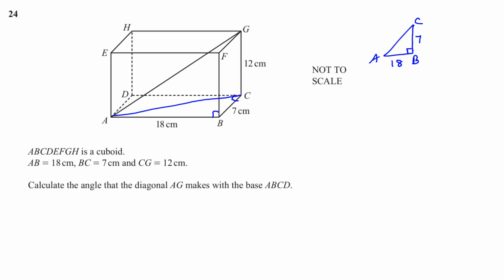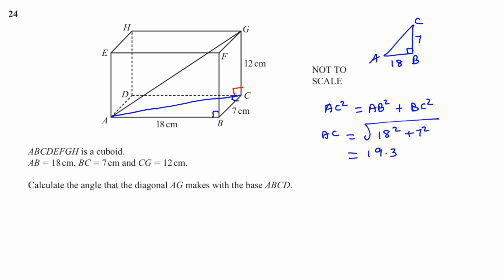To find AC, you will do AC squared is equal to AB squared plus BC squared. Therefore, AC is equal to the square root of 18 squared plus 7 squared, which is 19.3. Now you have to find the angle that the diagonal AG makes. So this is the angle that we are looking for. Let's draw it on the side. GCA. AC you already found is 19.3. GC is 12. And we are looking at this angle here.